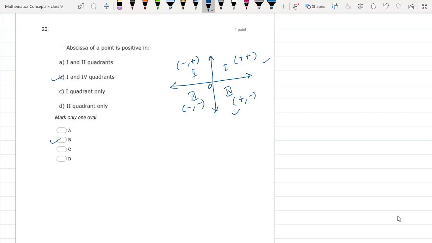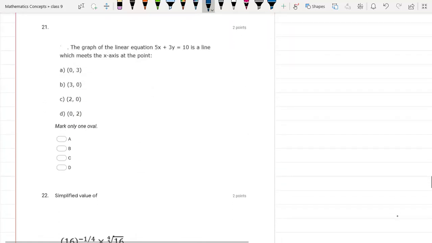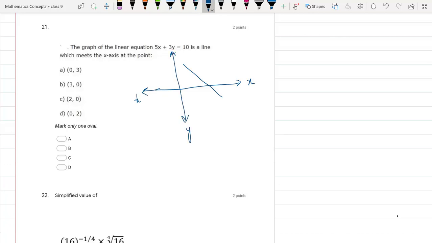Next question. The graph of the linear equation 5x plus 3y equal to 10 is a line which meets the x-axis at which point. Now I told you, if a line is cutting the x-axis, whatever the abscissa is, the ordinate will always be 0.